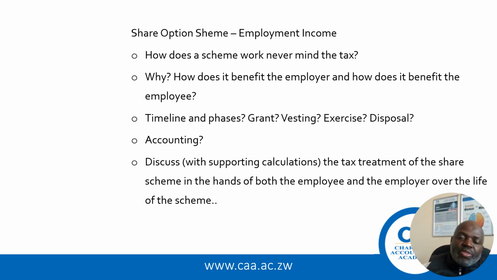So having broken down the scenario, even if we look at this required, we would need to break it down again. Discuss with supporting calculation, tax treatment, which means I have all 3 tax heads. Share scheme in the hands of both employer and employee, which means I have 2 taxpayers. Over the life of the scheme, which means we're not looking at a year in particular. So we're starting from grant and discussing it until we dispose of it.